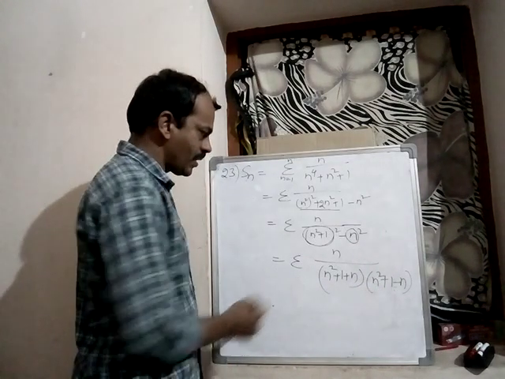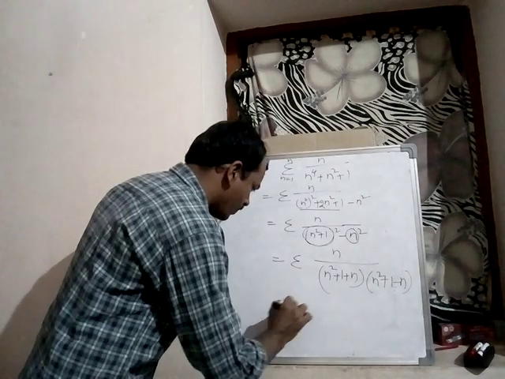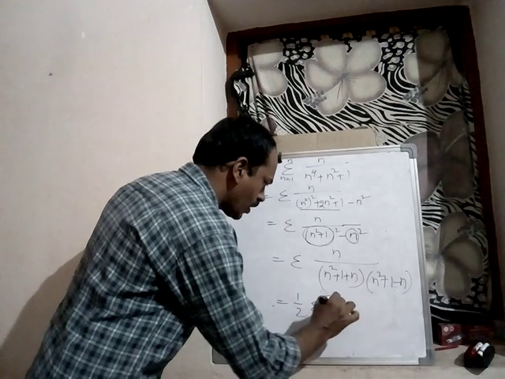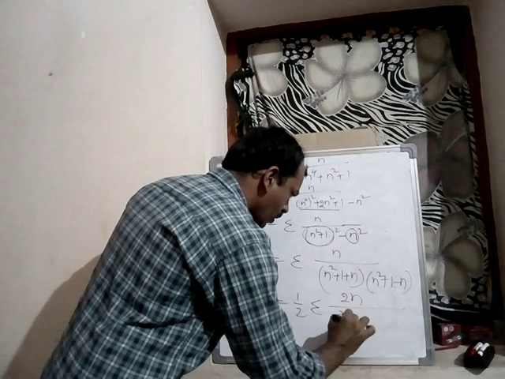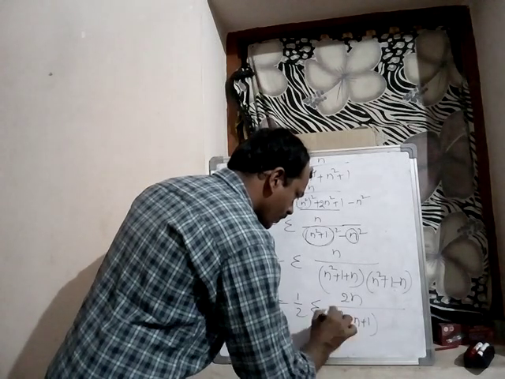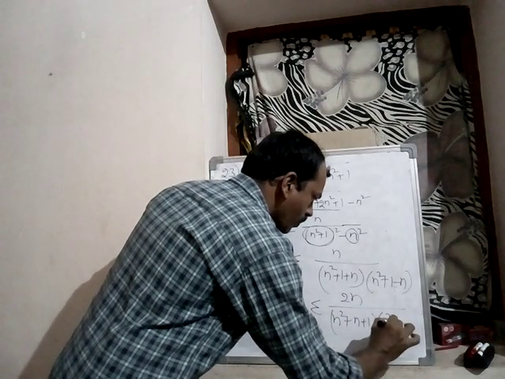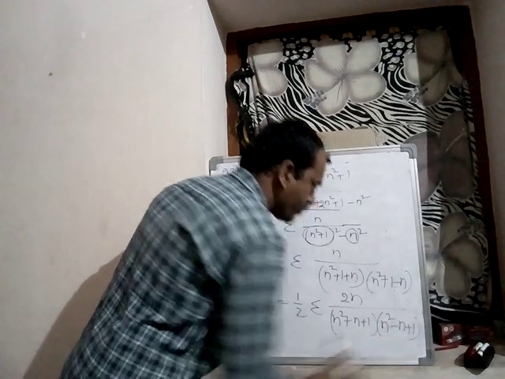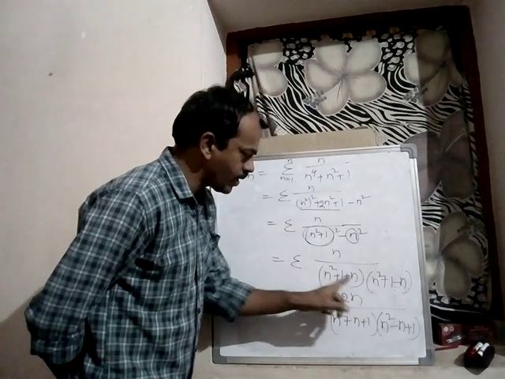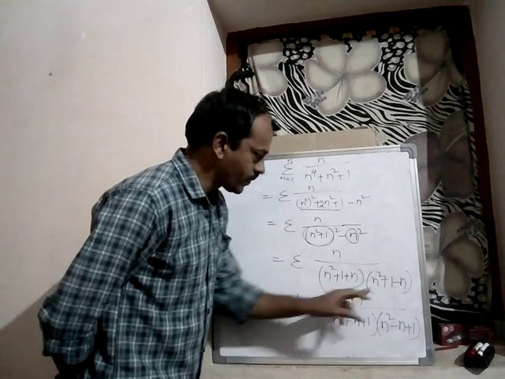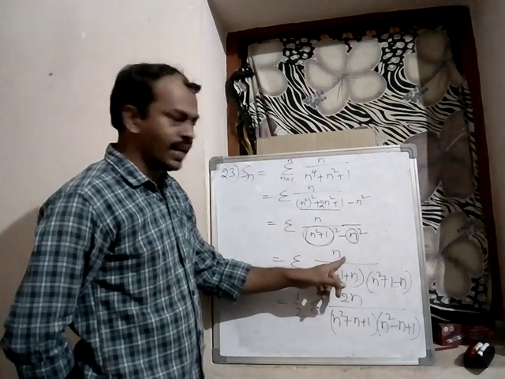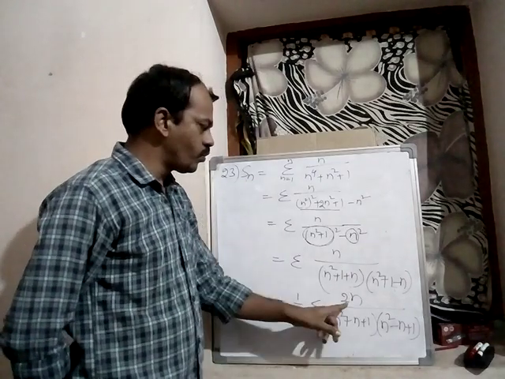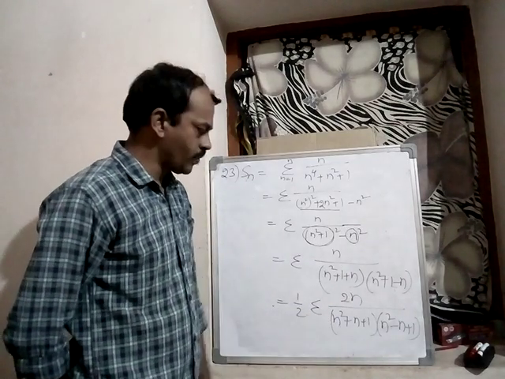Now here n is there. Now this can be expressed as 1 by 2 into sigma, convert 2n, 2n by n square plus n plus 1 into n square minus n plus 1. Here n square plus n plus 1, and here n square minus n plus 1. So here 2n is there, so we convert it by multiplying and dividing with 2.